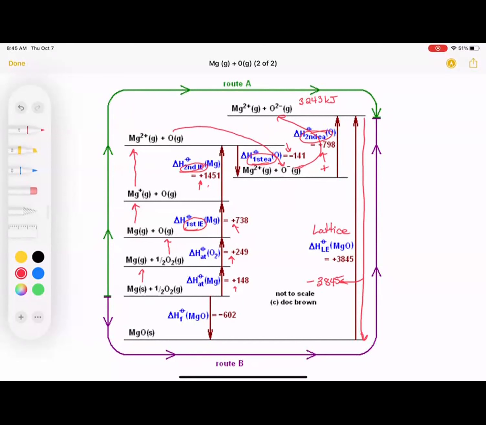Now, when you take that 3243 and the negative 3845, which is the lattice energy, that's where we get the enthalpy for the formation of magnesium oxide at a negative 602. Because it is negative, it is favorable. It will occur, but the only reason it is occurring is because of the lattice energy. Again, the lattice energy is the driving force behind the formation of an ionic compound.